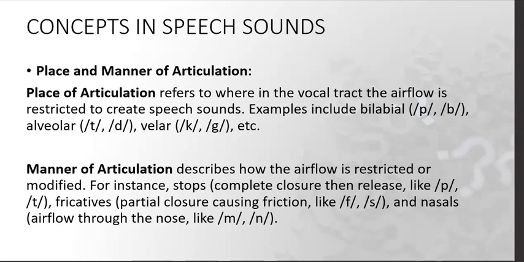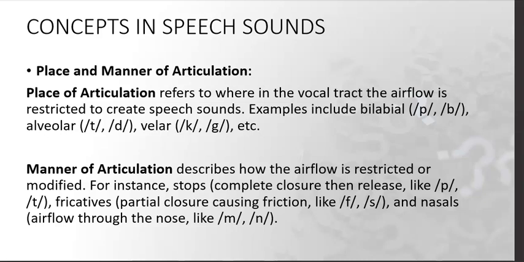Then manner of articulation. Manner is how the air is restricted, how the air is obstructed from going out so that we can articulate these sounds well. So that is manner of articulation. For instance, is it a complete closure? Maybe you're saying P, T, you notice that there's complete closure, and then you release it when you want to release sounds like P, B.